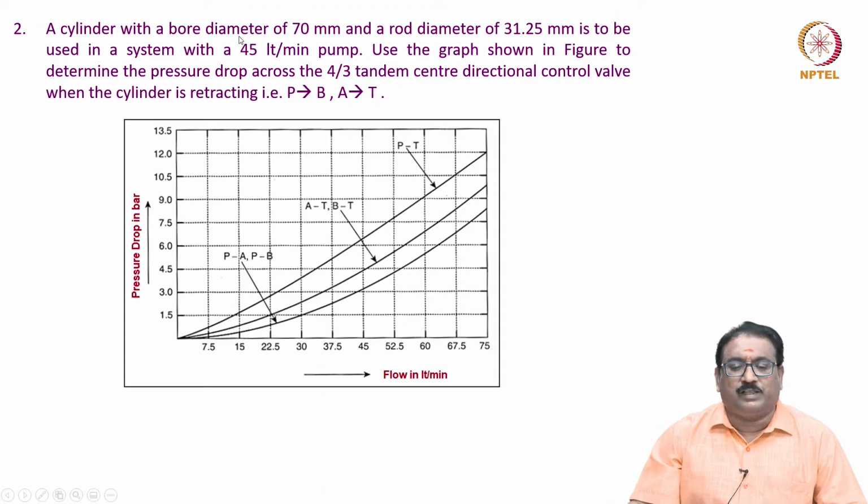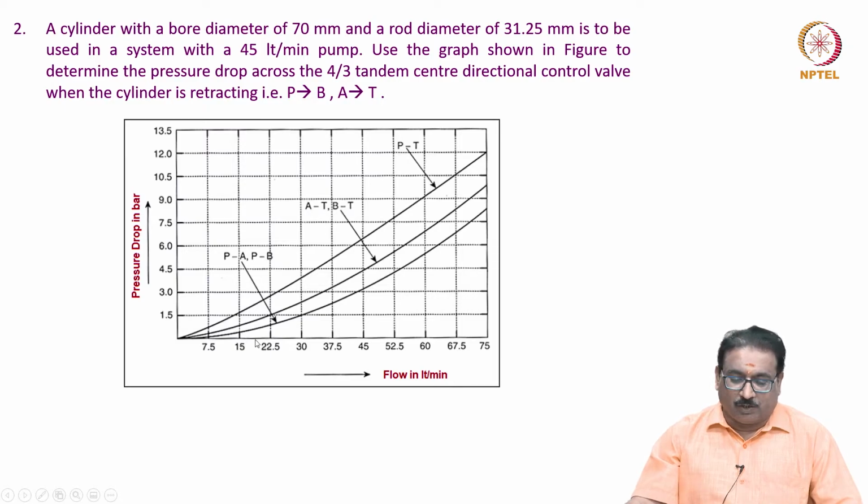A cylinder with a bore diameter of 70 mm and a rod diameter of 31.25 is to be used in a system with a 45 liters per minute pump. Use the graph, here the graph is given in the figure, which shows the pressure drop across the flow in liters per minute.